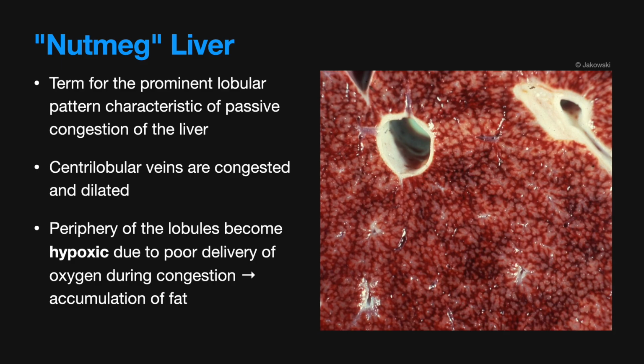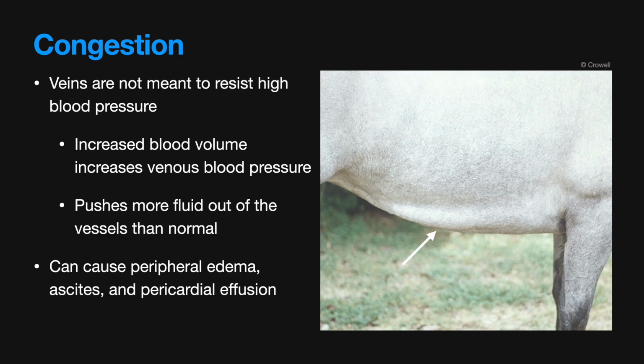When you combine these two effects, you see a prominent pattern in the liver that looks like the cut surface of a nutmeg. The veins are not meant to resist high blood pressure, so they are commonly affected by right-sided heart failure. What happens is that there is an increased blood volume within the veins during this congestion process that then increases blood pressure, resulting in more fluid being pushed out of the vessels than normal. This can cause several fluid-related problems, including peripheral edema, ascites, and pericardial effusion.